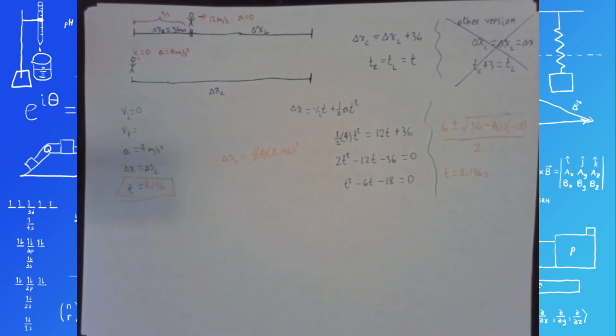And calculator for this, so 2 times 8.196 squared. I'm getting 134.35 almost.